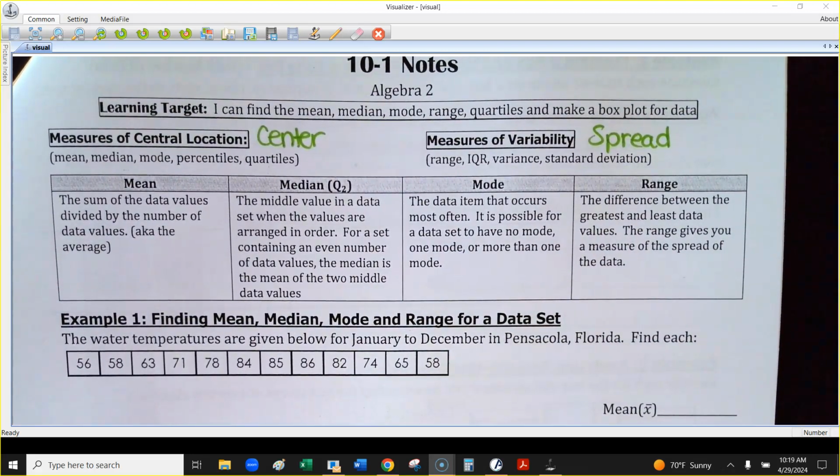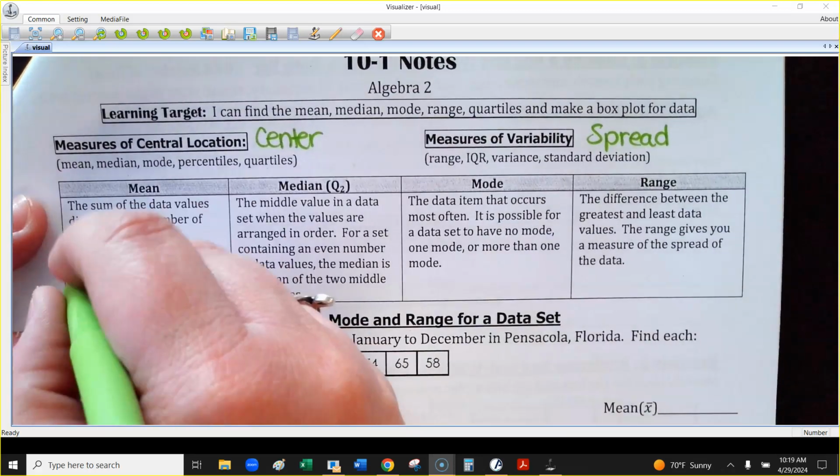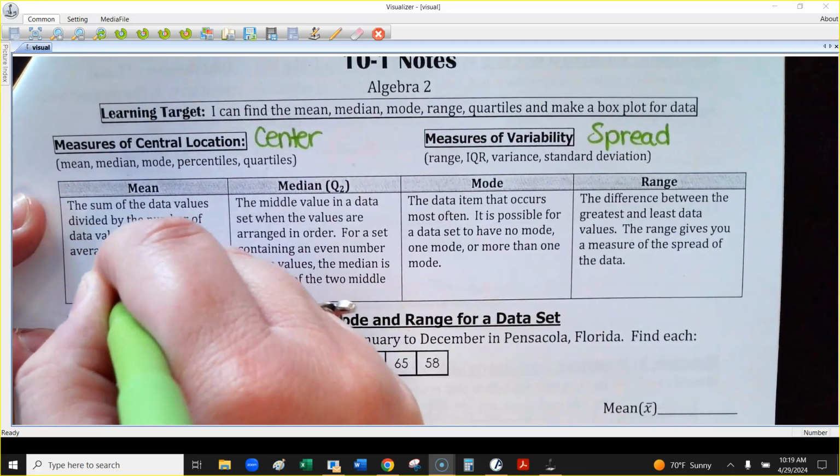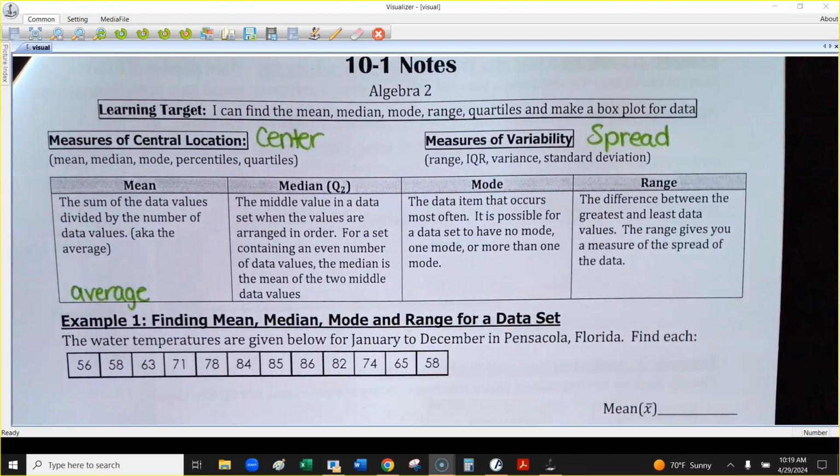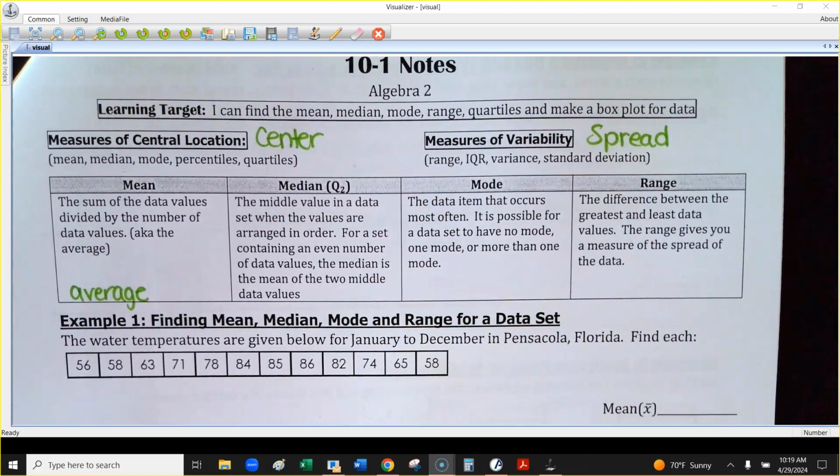Now, mean, a lot of people like to think of that as the average, but that's just going to say you just add all the values up and divide by how many there are. The median, we're going to calculate these today because there's a couple ways that could look depending on how many data values you have, but it's the middle data value, or it might be an average of 2 if you have an even number.